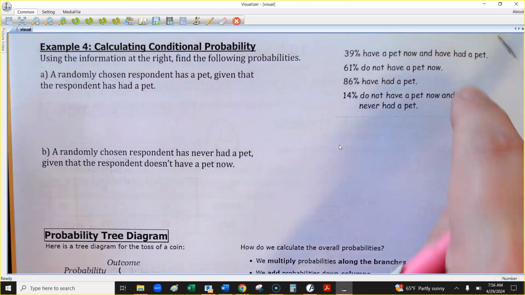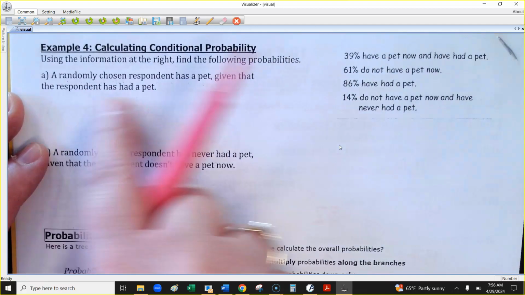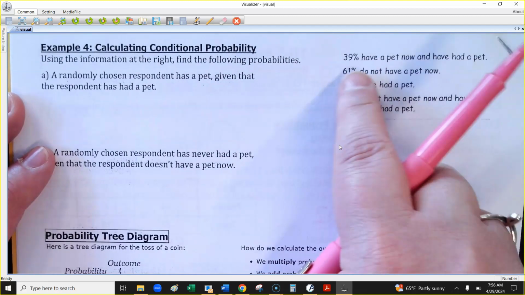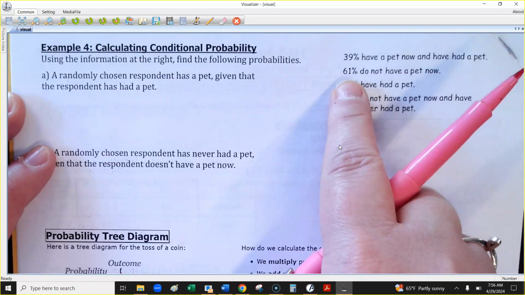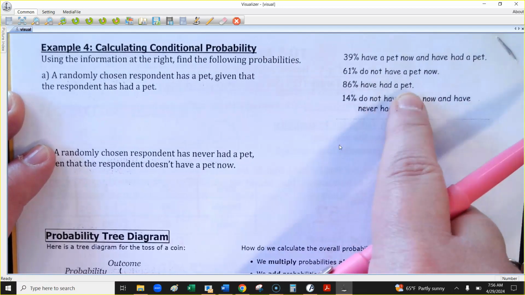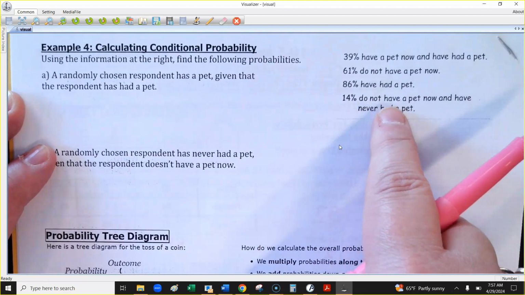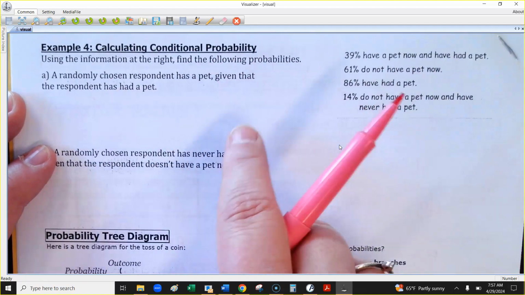Okay, a randomly chosen person has a pet given that they have had a pet. These are kind of weird, but 39% have a pet now and have had a pet. 61% don't have a pet now. 86% have had a pet, sorry, and 14% do not have a pet now and have never had a pet. Whatever is given, they don't write it as a probability here.